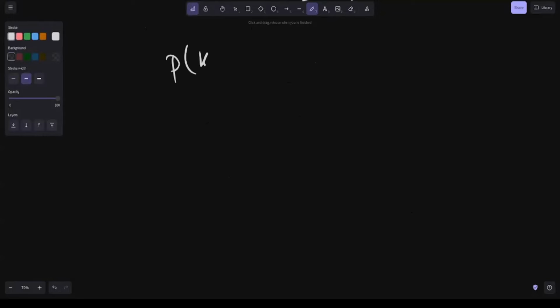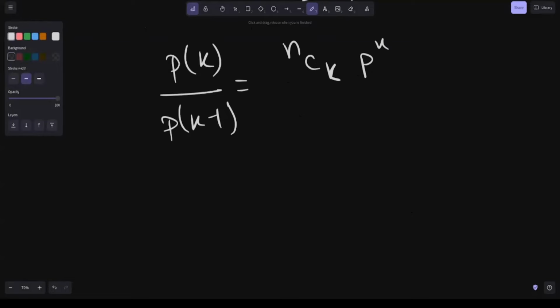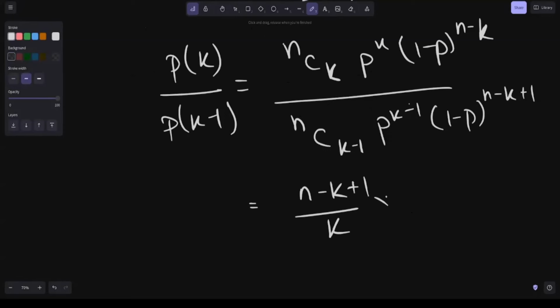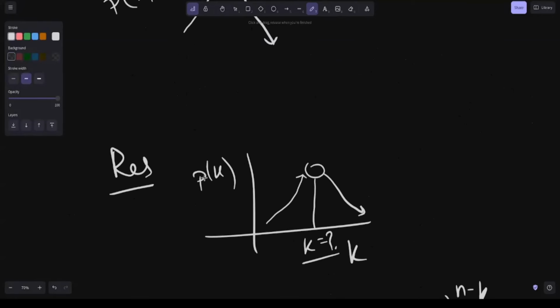So let's say pk, and we will find pk minus 1. What is pk? pk is nCk p to the power k, (1 minus p) to the power n minus k, and pk minus 1 is nCk minus 1, p to the power k minus 1, (1 minus p) to the power n minus k plus 1. I'm not doing the big calculation, you can do it on your own. After doing the calculation, you'll find it is (n minus k plus 1) by k into p by (1 minus p). We initially know it monotonically increases, then we have to see where it decreases, right?